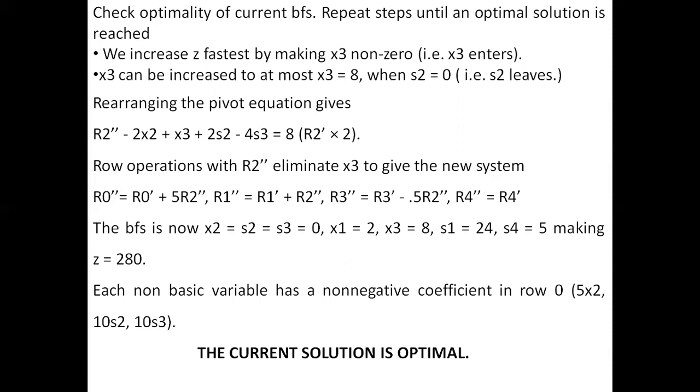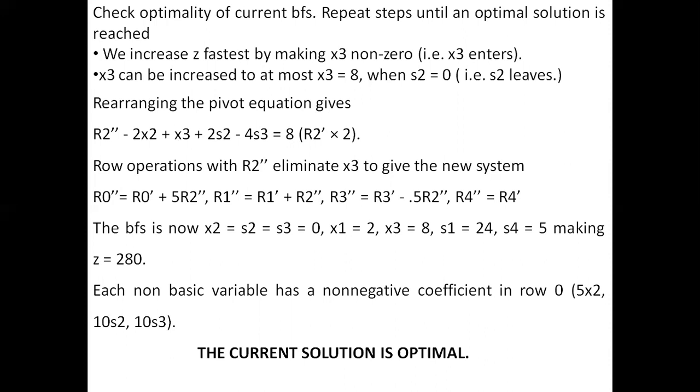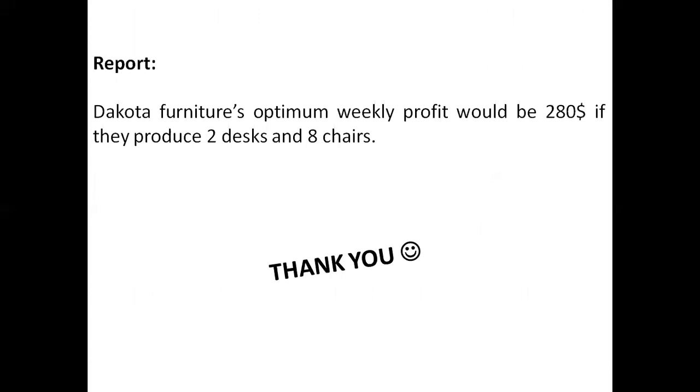So here, considering row 0 is within our conditional limitations, we conclude that the current solution is optimal, and the z value obtained is z equal to 280. For the furniture company, the optimum weekly profit would be $280 if they produce 2 desks and 8 chairs.